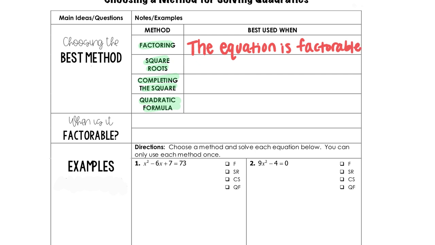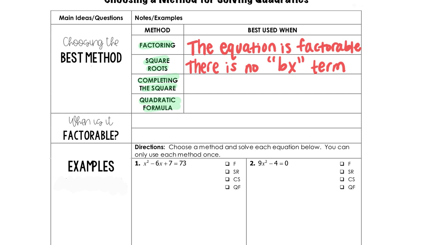So square roots, you can use square roots when there is no bx term. So when that x term is missing, which we have talked about before. So both of those methods do not work all the time. Now these final two methods do work on every single quadratic.